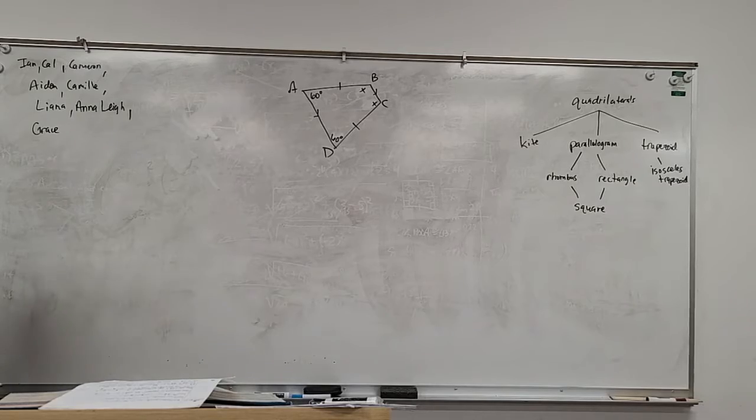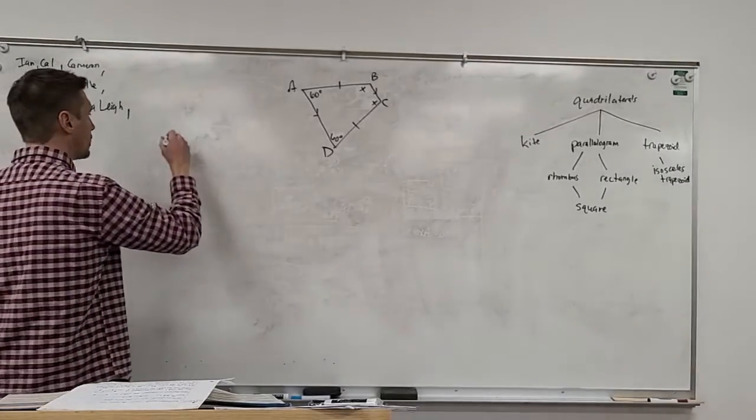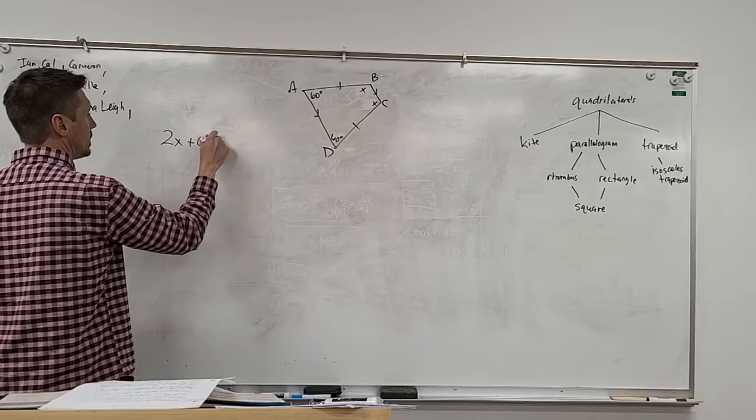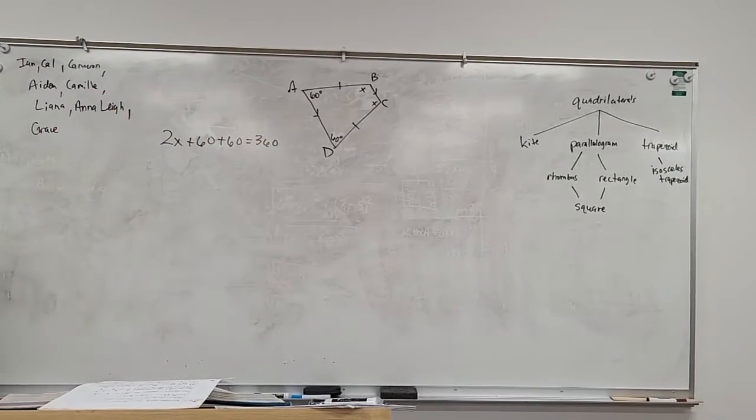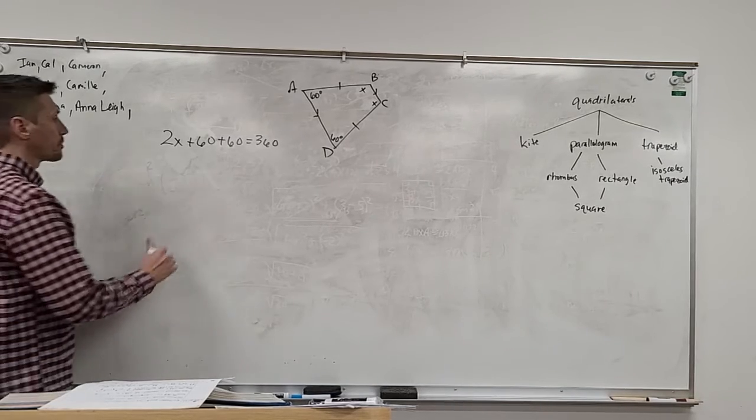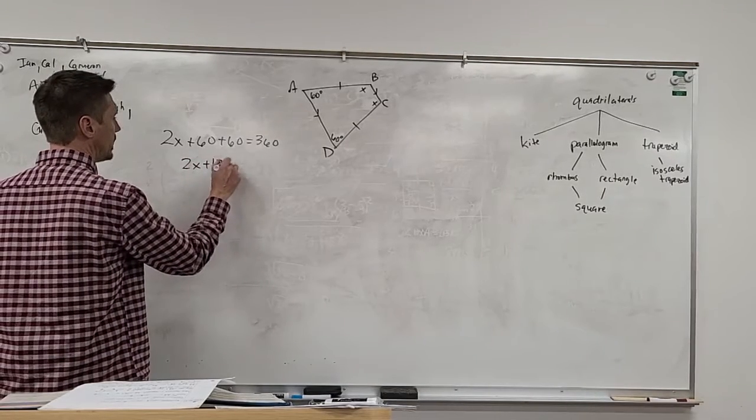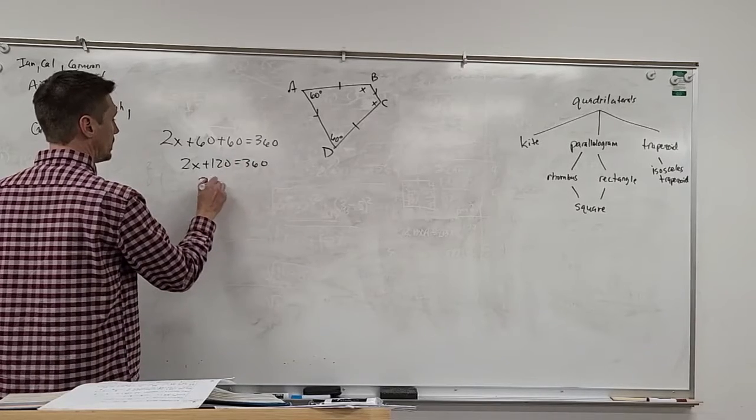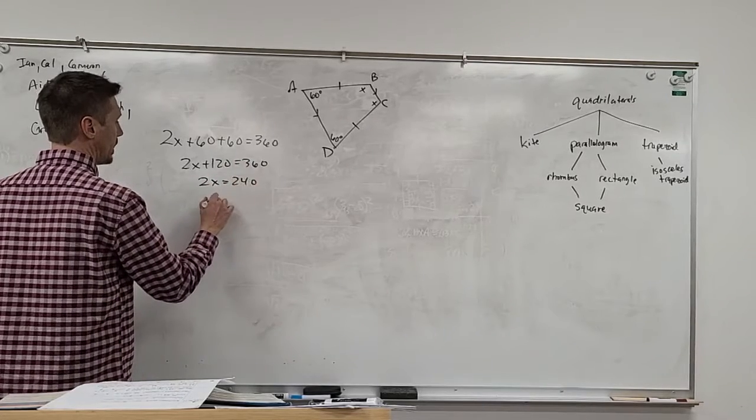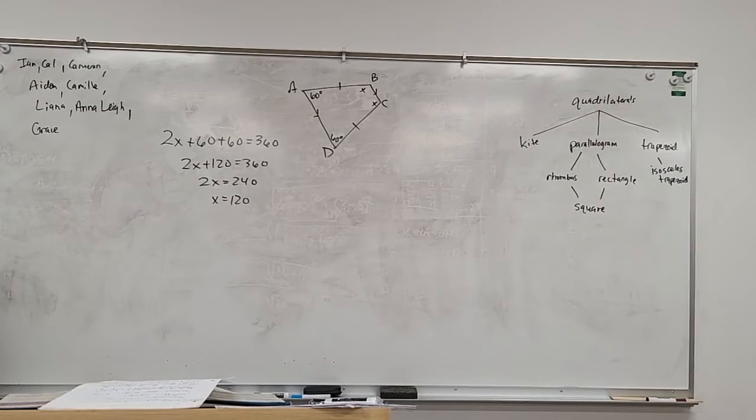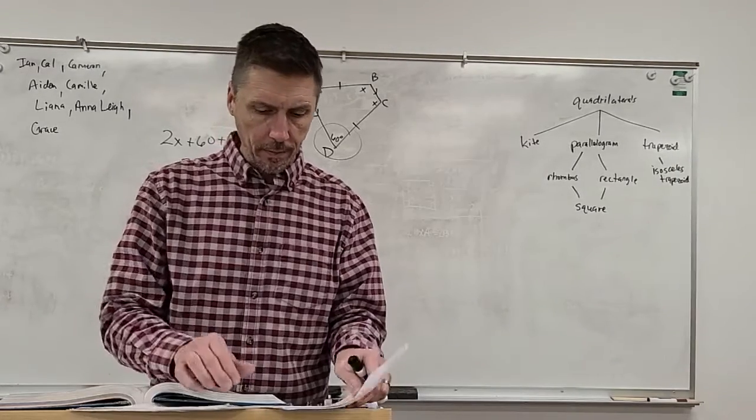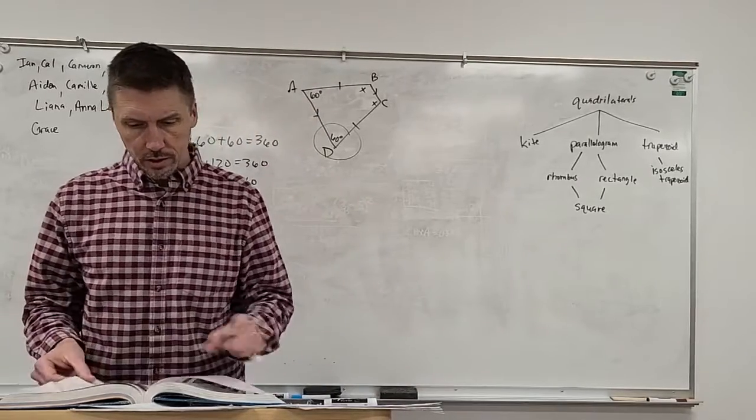And so that tells me all the angles added together, 2x plus 60, has got to equal 360, right? All the angles in a quadrilateral equal 360. So that would be 2x plus 120 equals 360. That would be 2x equals 240. And so x has to equal 120, right? So I would know both of those angles were 120 degrees. Did you guys follow that? You can do that on your own? Okay. All right, so let's move on to the next section.